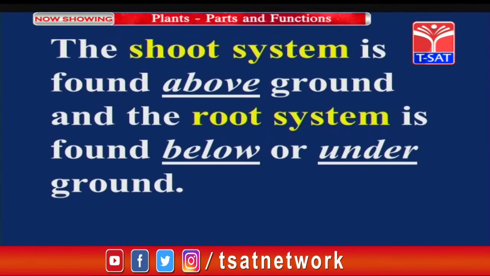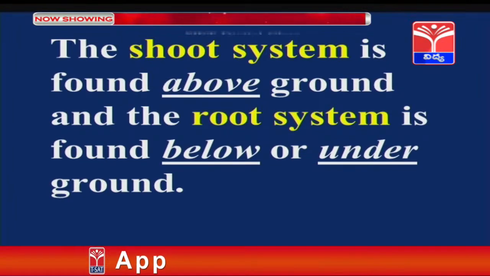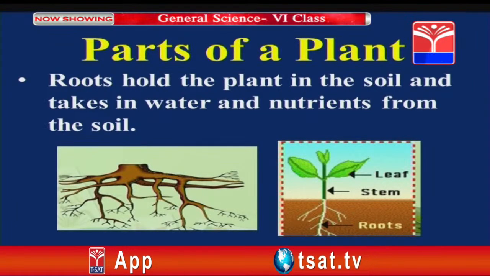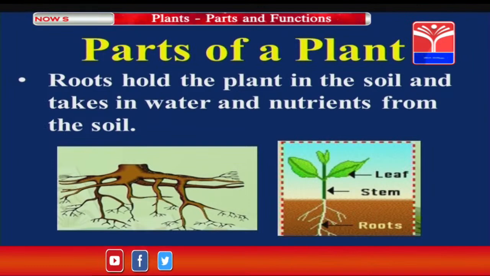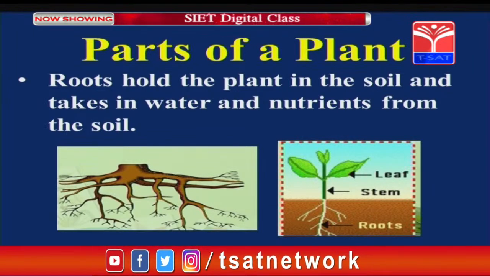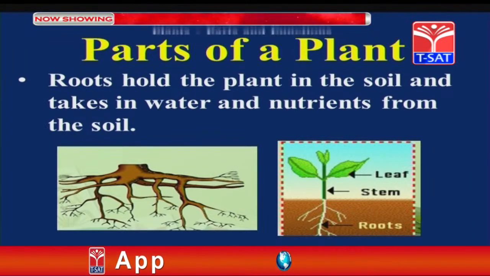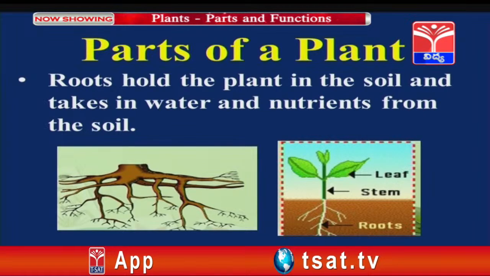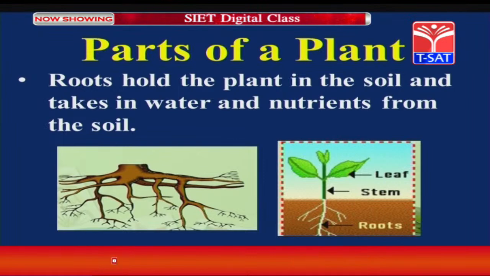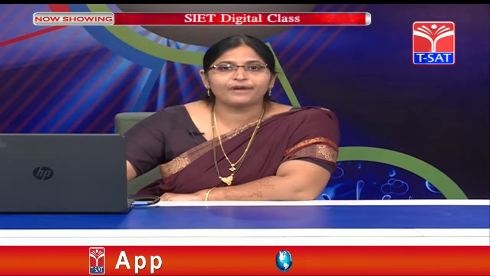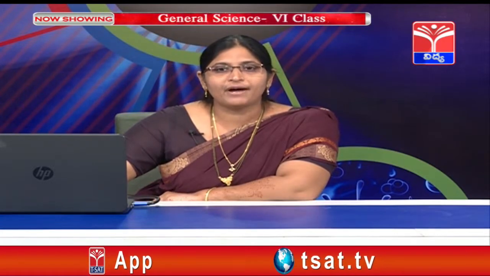See children, the shoot system is found above the ground and the root system is found below the ground, under the ground. Roots are clearly present below the ground. What is the function of the root? It holds the plant in the soil. It gives anchorage to the plant. The plant will stand in the soil with the help of the root only. And not only that, it also helps in a process called absorption. What is the meaning of absorption? Absorption means absorbing water and nutrients from the soil. That is the main function of the root.